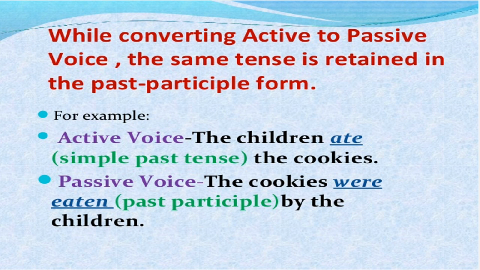And here you'll see that while converting active to passive voice, the same tense is retained, in the past participle form. So this is another example of an active voice. The children ate the cookies. It's a simple past tense. When we change it to passive voice, we will keep the same past tense. We are not going to change the tense. So, the cookies were eaten by the children. So the sentence still stays in the past tense, but we have only changed it from active to passive.